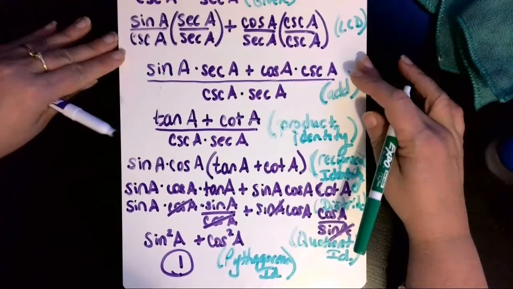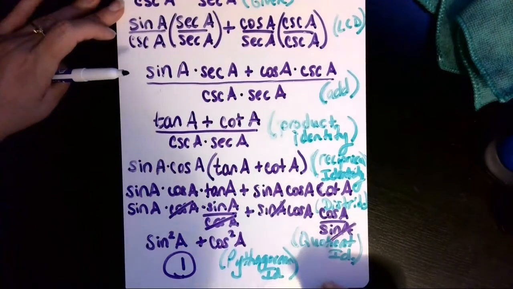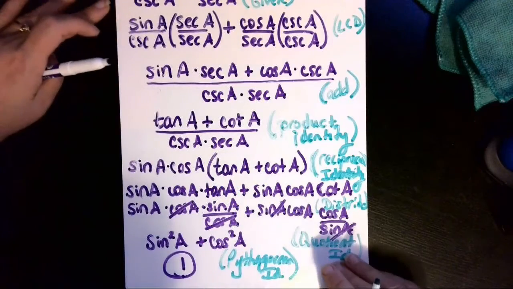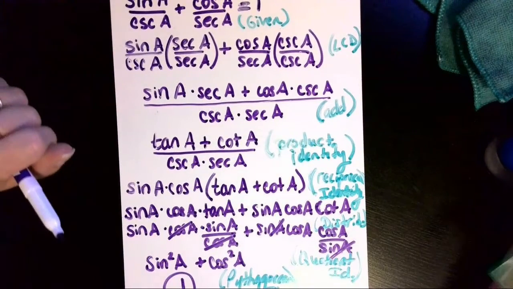But even though this second approach of getting a common denominator took us a lot more steps, it still was just as valid as was the shorter method that we tried first. Okay, so I hope that helps.